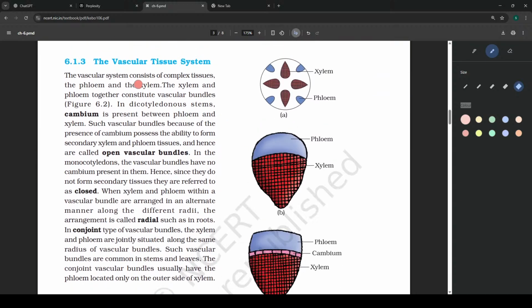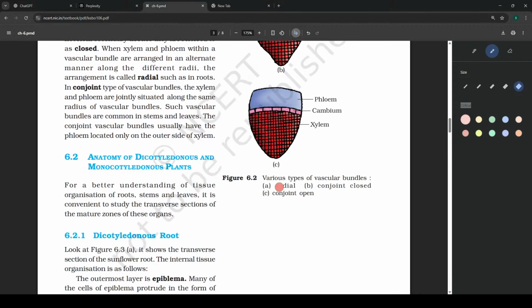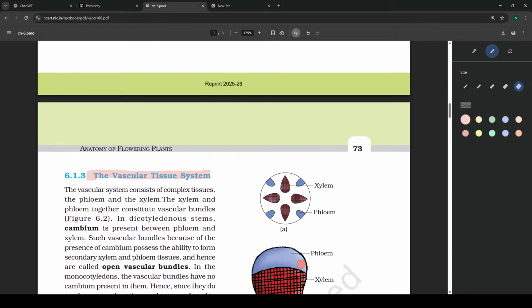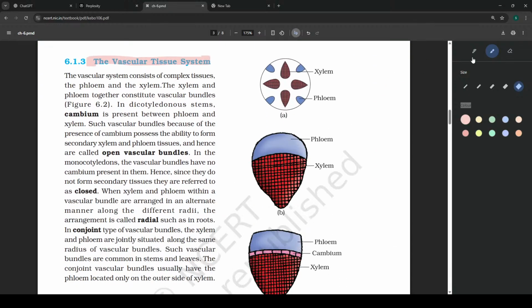Now next is the vascular tissue system. Let's see the diagrams first. Various types of vascular bundles: radial, conjoint closed, and conjoint open. This is a radial type of arrangement. Basically, this is xylem here, this is xylem, and these are phloem. They are arranged in this fashion. This is called the radial arrangement of the vascular bundles.